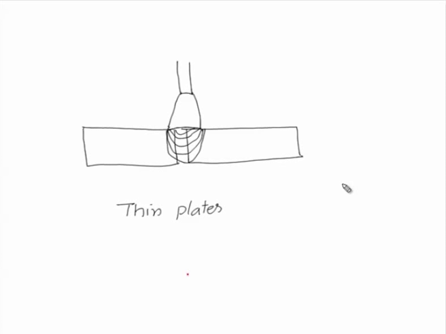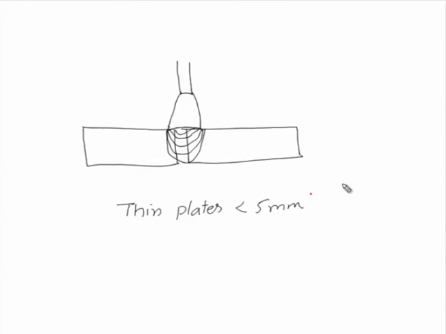So, the application of heat for developing the weld joint from the top surface of the plate where plate thickness is less than 5 mm can facilitate the through thickness penetration and can help in development of the sound weld joint.